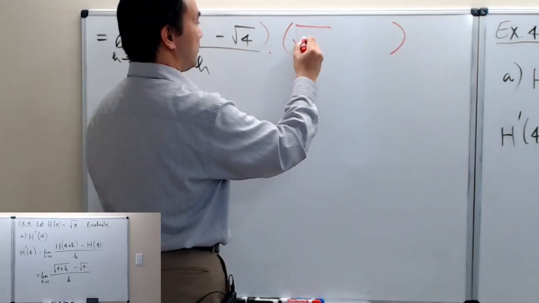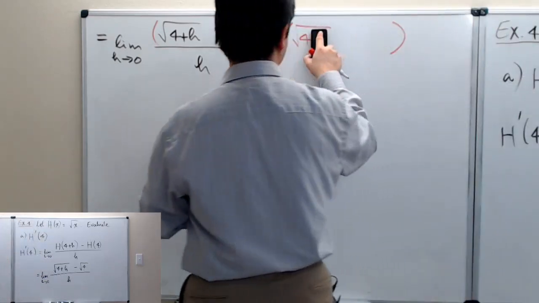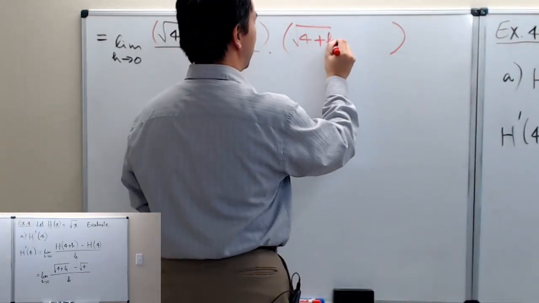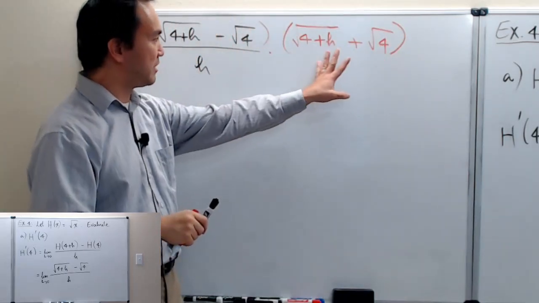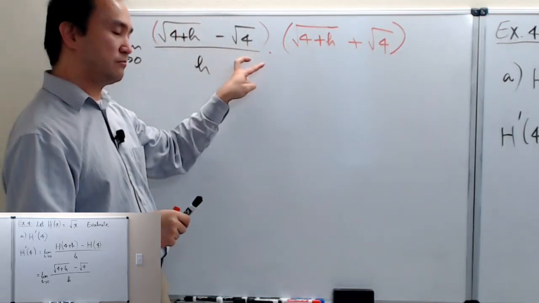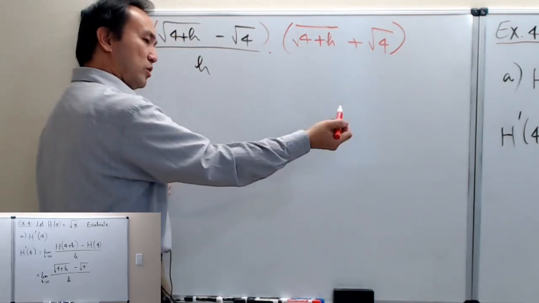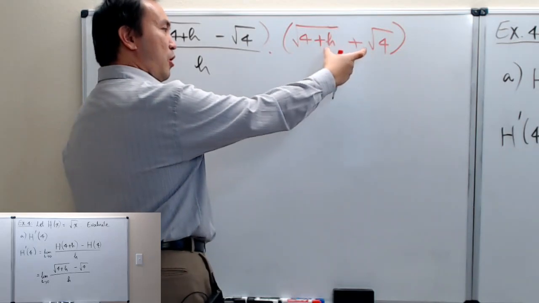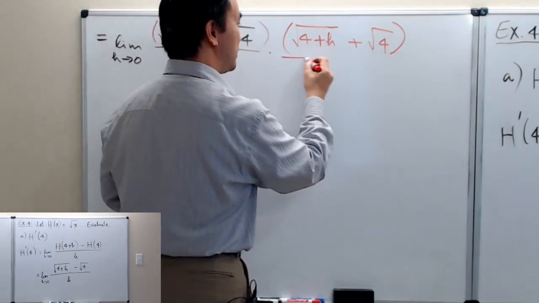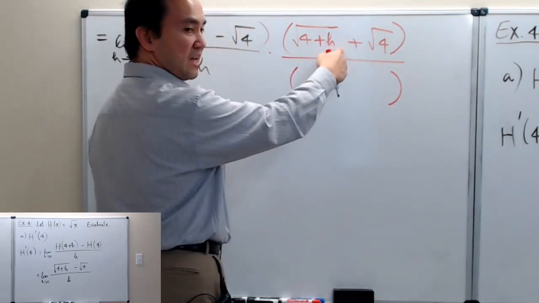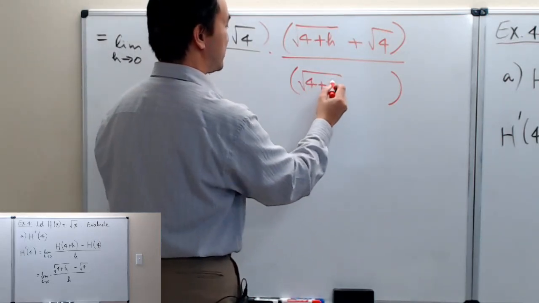So here I'm going to multiply with the square root of 4 plus h, and I mistakenly wrote it as 4h. So the square root of 4 plus h, plus the square root of 4. And that's what conjugate means: the exact same two terms, but they switch the sign between them. The rule of algebra says anytime we multiply an expression to the numerator of a quotient, we need to make sure we multiply that exact same expression to the denominator as well. So that same conjugate right there, I must multiply to the denominator.